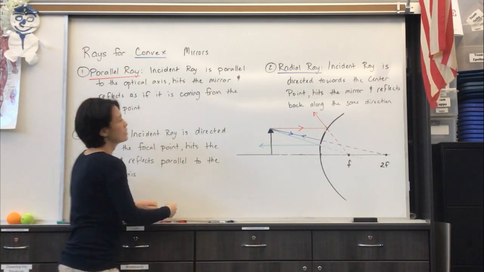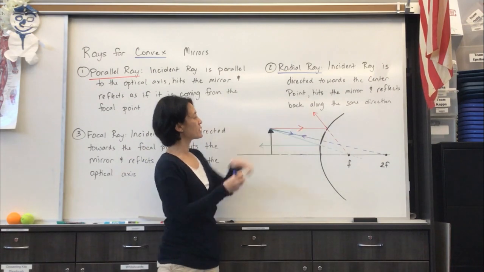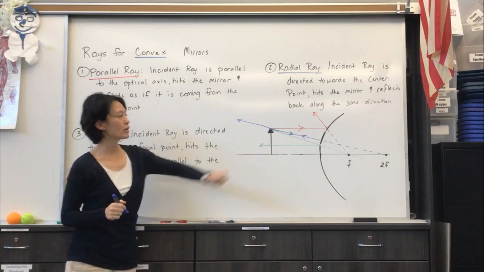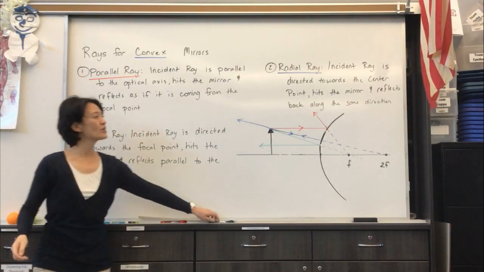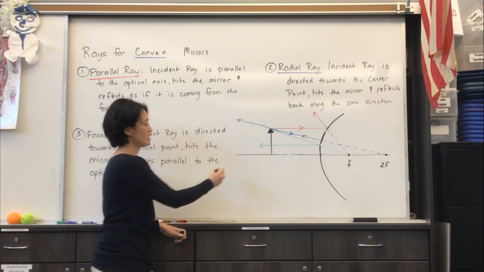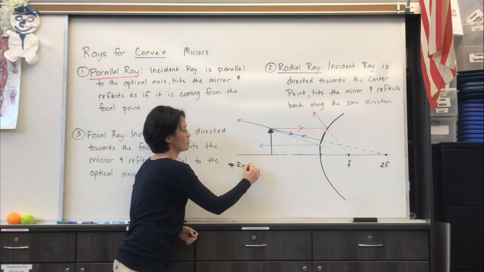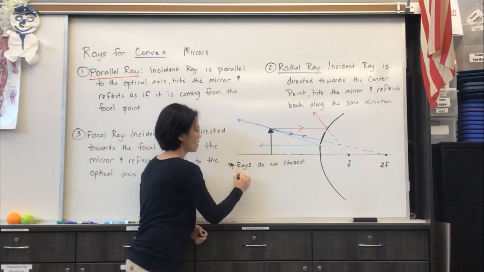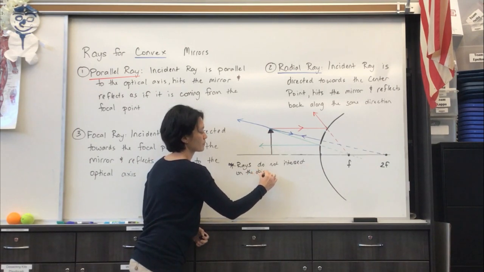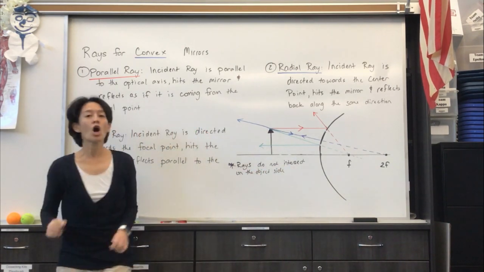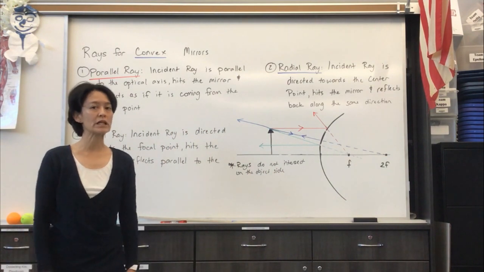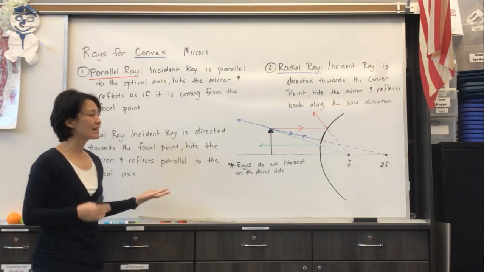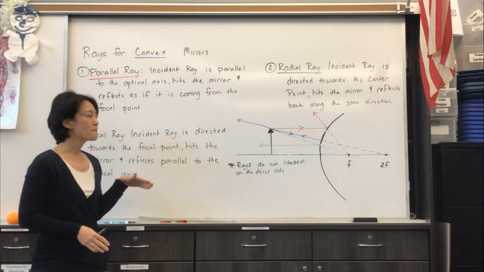So you can see for my parallel ray, it goes off in that direction. For my radial ray, it actually goes off in that direction. And for my focal ray, it goes off in that direction. So something to note is that these will not intersect, okay? So the rays do not intersect on the object side. Convex mirrors do not give you real images. They're always going to give you distorted and blurry images. But mathematically, they could intersect. They could intersect behind the mirror.